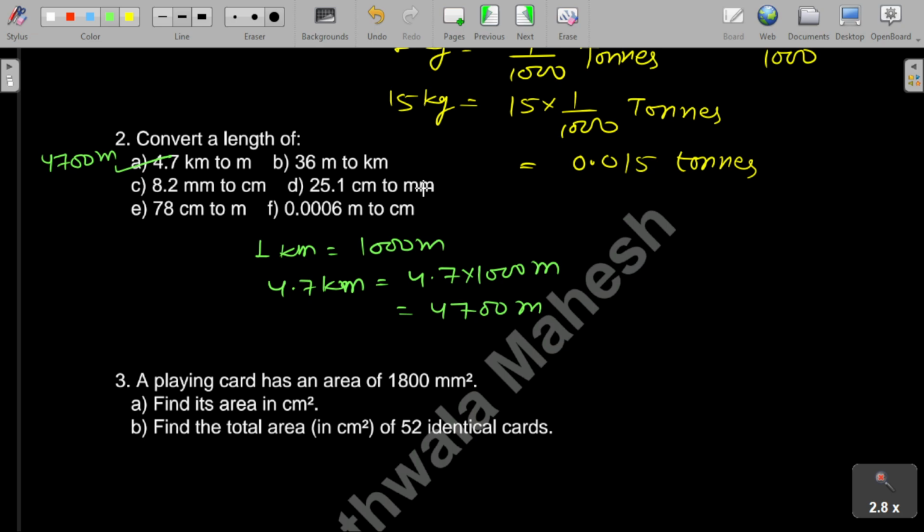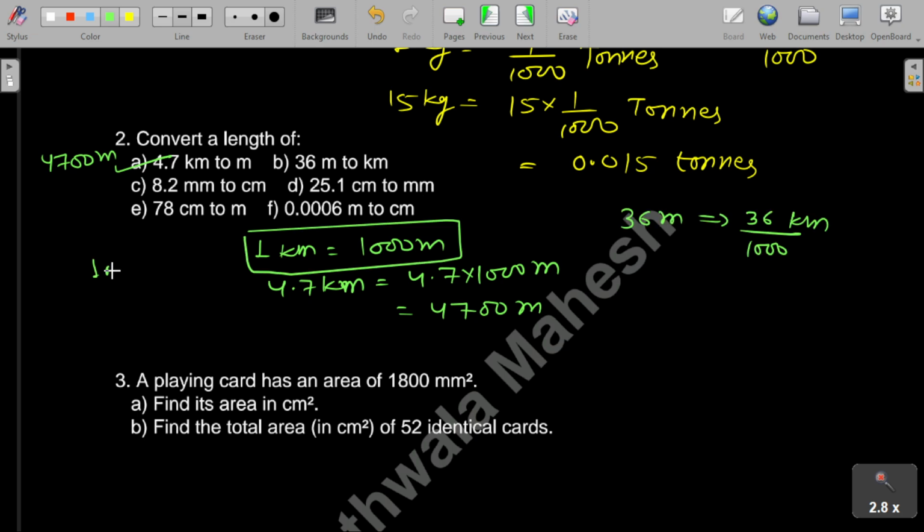equal to 36 upon 1000 kilometer, because 1 kilometer equal to 1000 meter, so 1 meter equal to 1 kilometer upon 1000, so 0.036 kilometer.